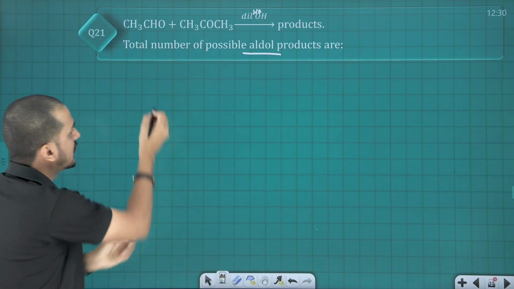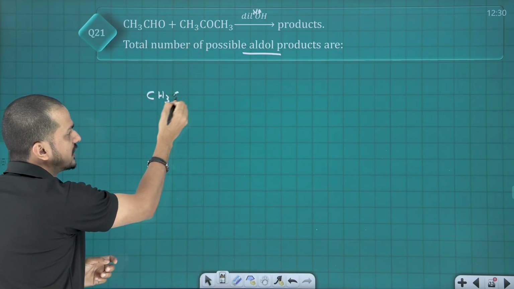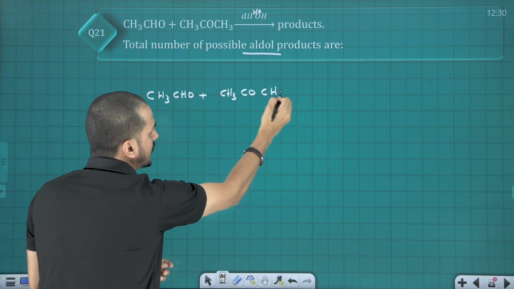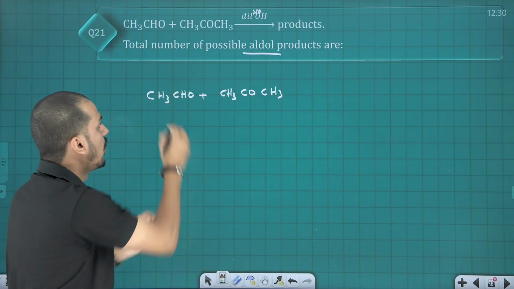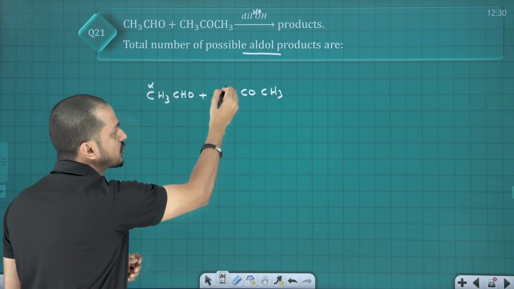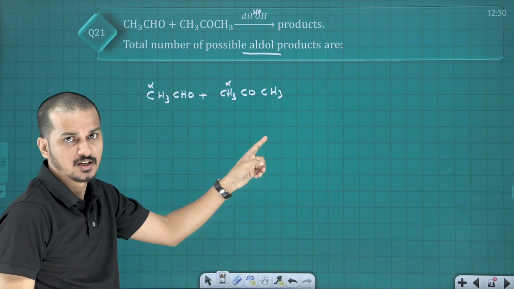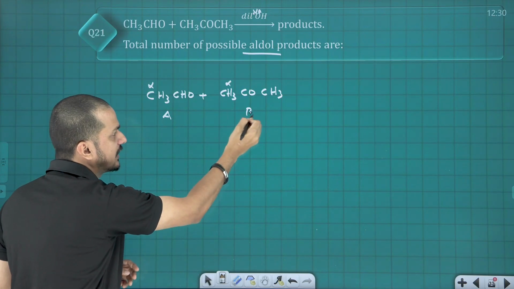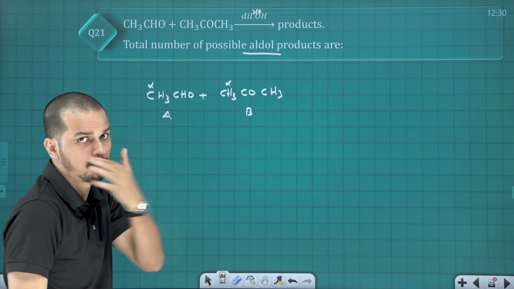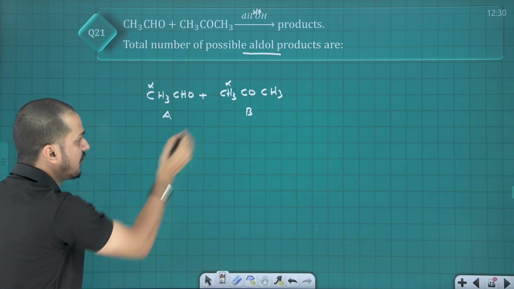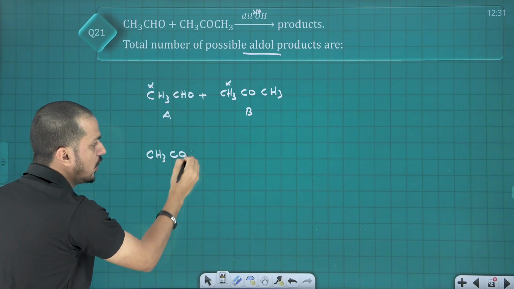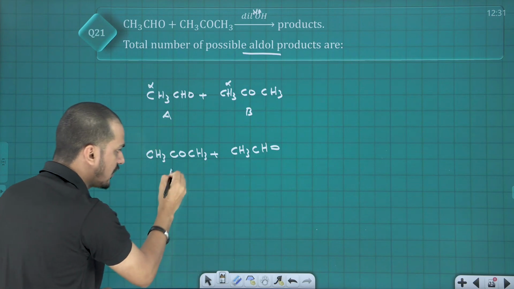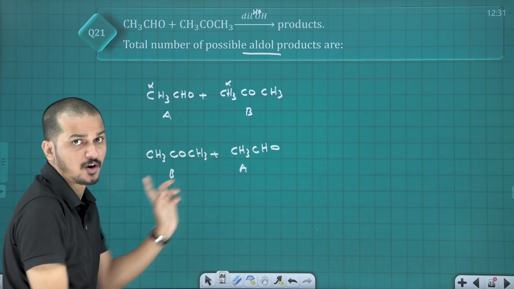You have two different carbonyl compounds given, CH3CHO as well as CH3COCH3. You can understand that both contain alpha hydrogen. So how many possibilities are there? I can take CH3CHO first, then CH3COCH3 second, A and B. I will get one product. Okay, one aldol condensation. If I take CH3COCH3 first, then CH3CHO, B first, A second, again I will get a second product. The product will be different.